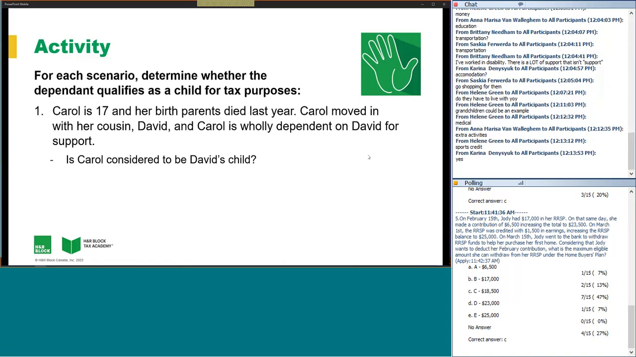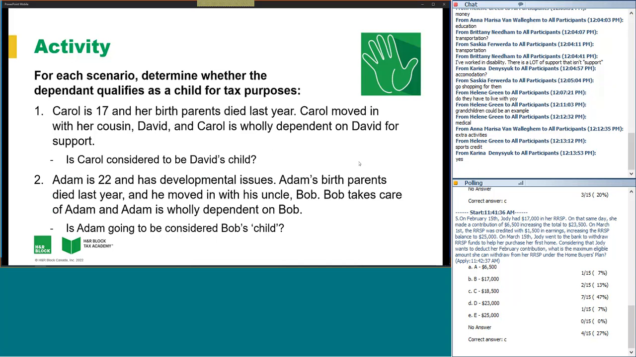Okay, I've got a few people. Let's get everyone participating in this one. Okay, I see lots of green check marks, and I agree with you. So in this case, absolutely, Carol will be considered David's child. For this tax return and for ongoing tax returns, there may be opportunities for David to claim Carol as a dependent. Anywhere where it says child, David is now Carol's parent. Carol is now David's child. We don't have to say cousin anymore. We're going to say parent and child. Good. Let's try the next one.